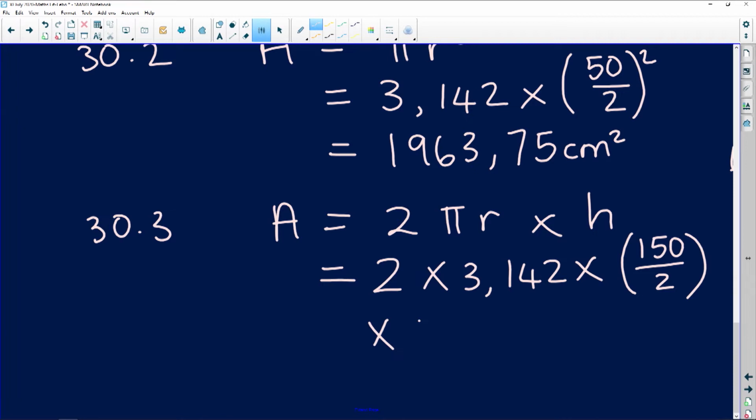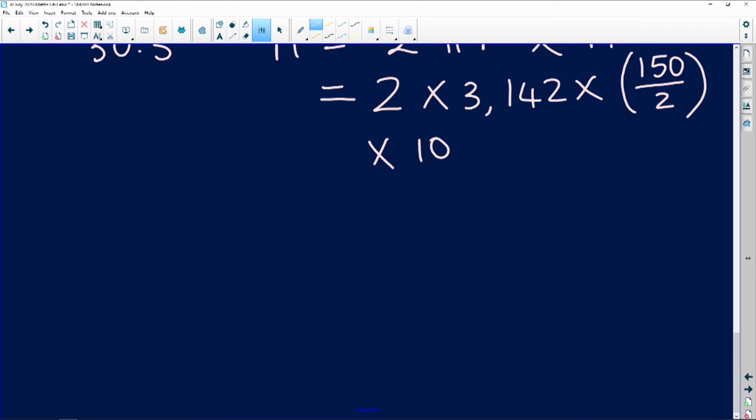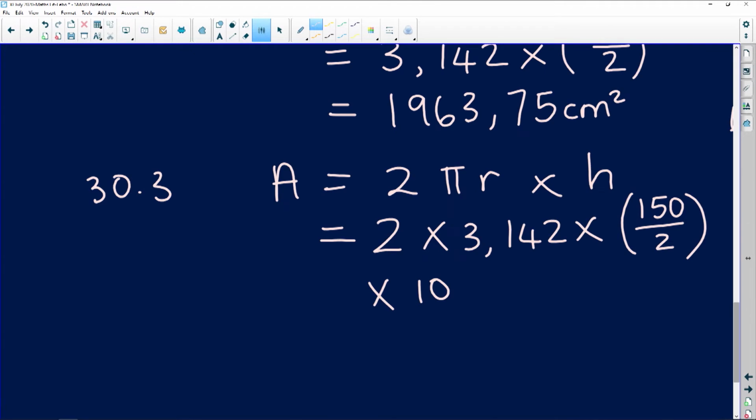Times the height, which is 10 centimeters. Everything here is in centimeters, so there's no conversions that are required of us in order to do this particular calculation. So let's go put that into our calculator.